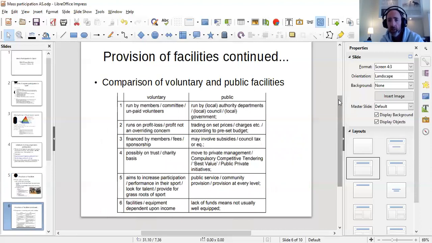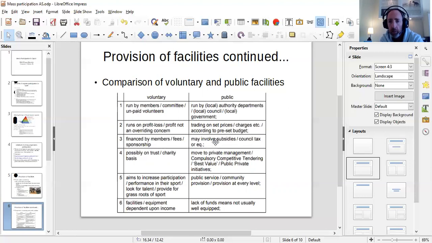This is a comparison then of voluntary and public facilities. Public facilities are usually run by local or government authority departments, your local council. The example here in Spain would be the local polideportivos. They operate on a budget, so they're provided with funding from the government, and they must operate on that budget, and therefore they set prices and charges in line with what they need to have as an income to run the centre.